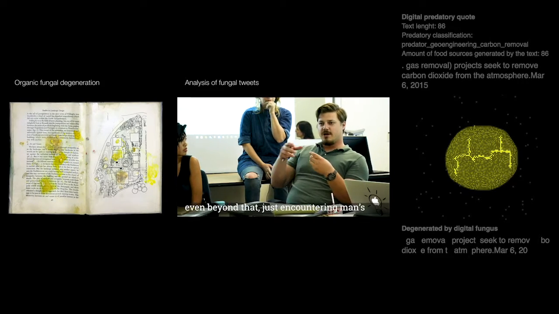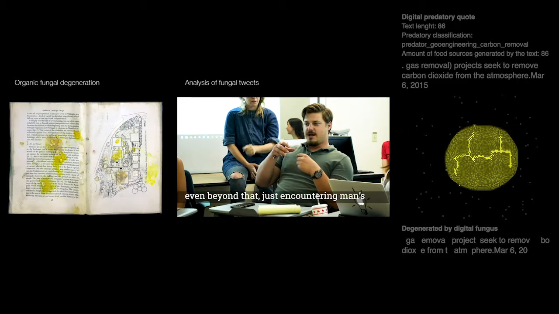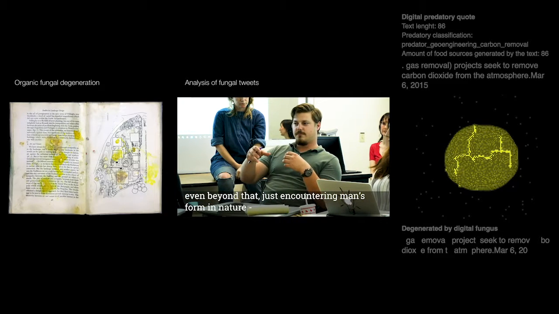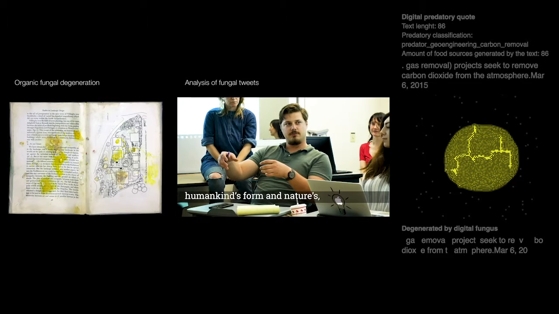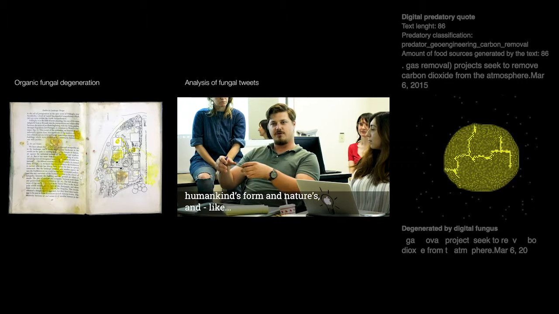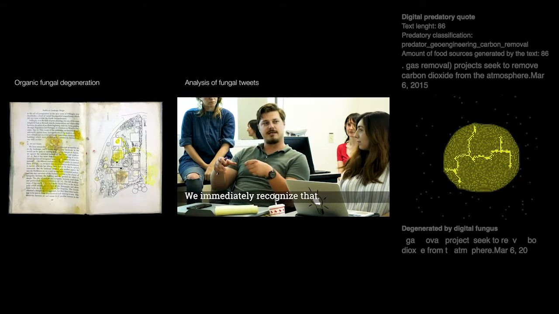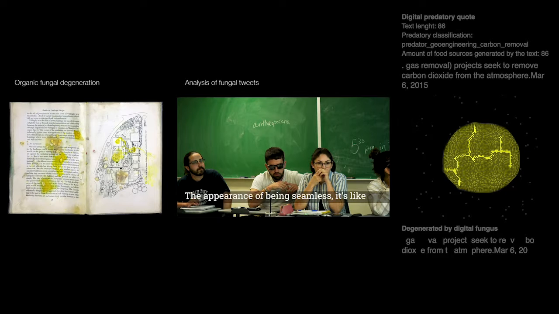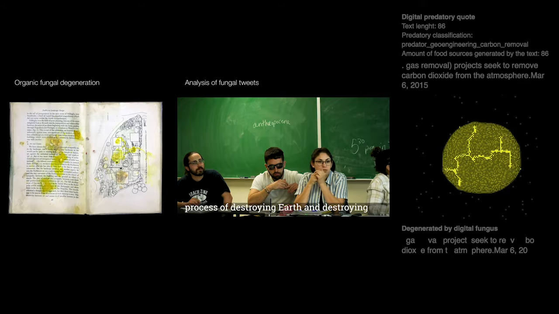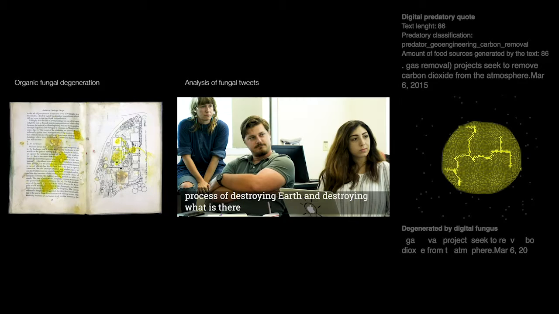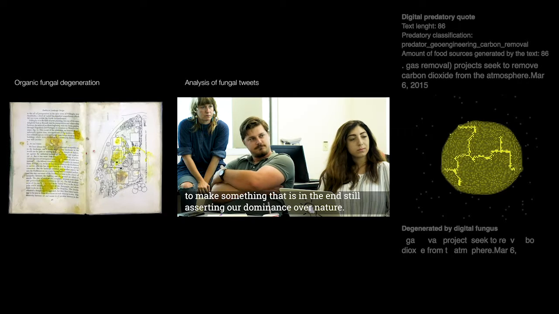But even beyond that, just encountering man's form, or humankind's form, in nature, we immediately recognize that. The appearance of being seamless, underneath it there is this very complicated process of destroying Earth and destroying what is there to make something that is in the end still asserting our dominance over nature.